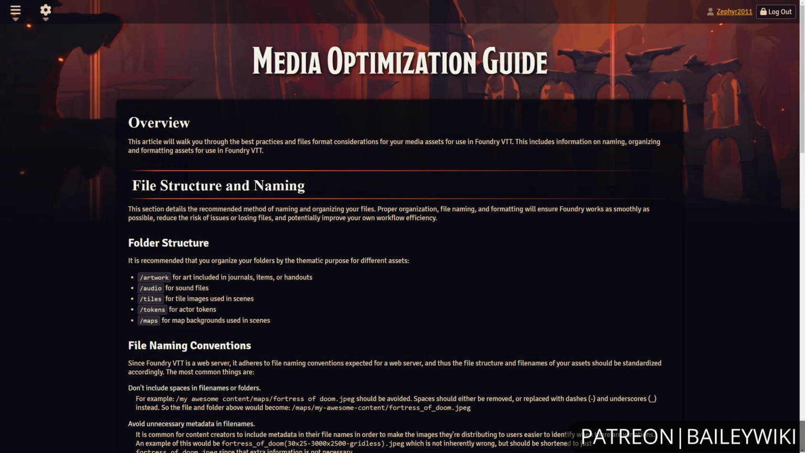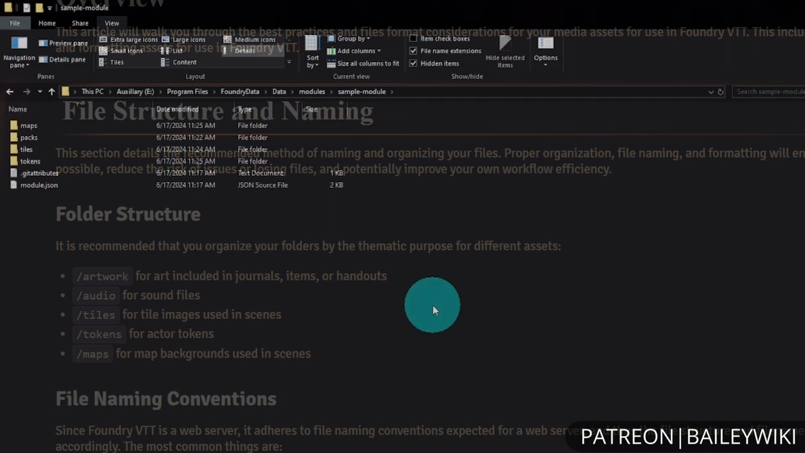There is a great media optimization guide available on Foundry's website in the knowledge base section. I highly recommend you take a look at that when it comes to figuring out how you want to name and structure things. Important takeaways are having self-explanatory file and folder names, and make sure you're not using unnecessary symbols in your naming convention. In general, if you stick to all lowercase and instead of spaces, you use dashes in the names, you're going to be pretty safe.